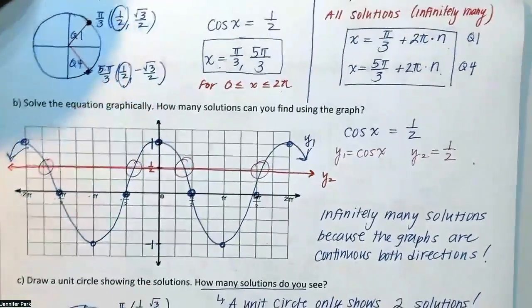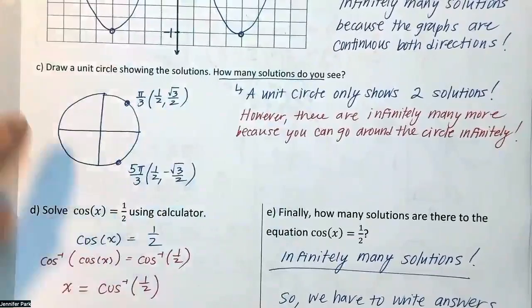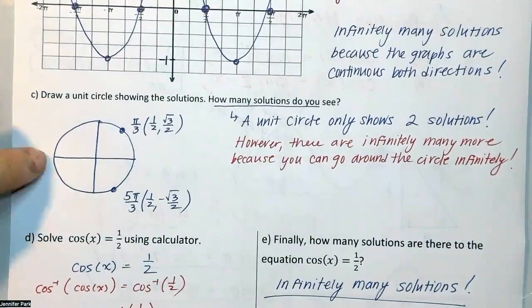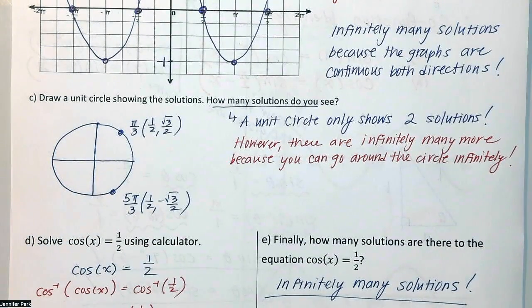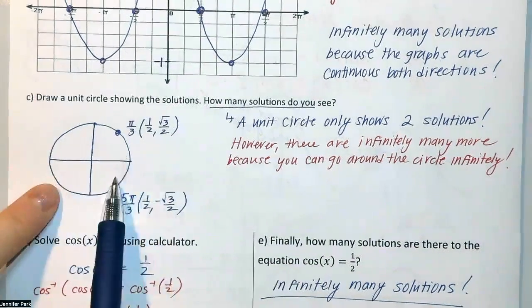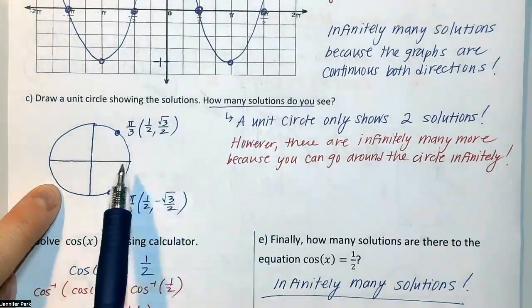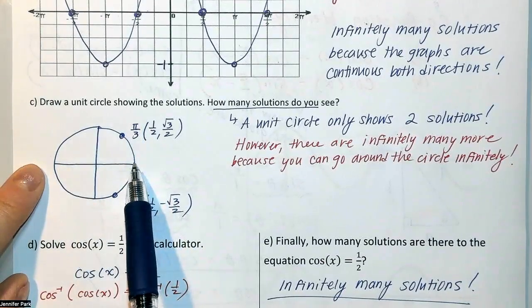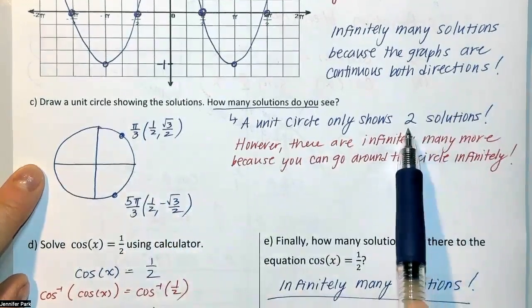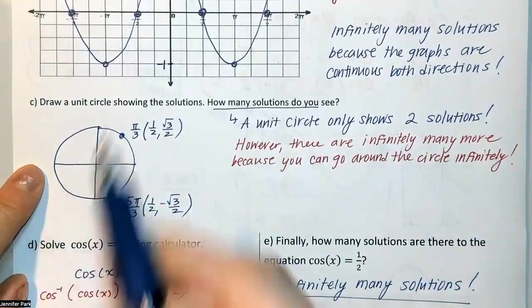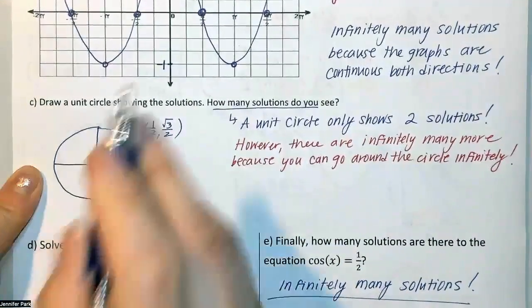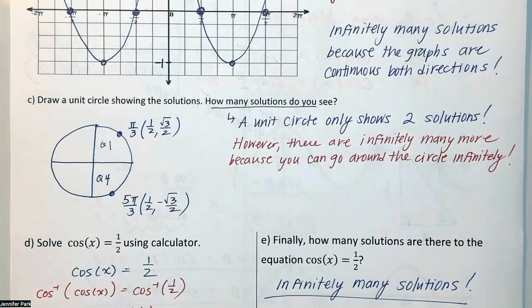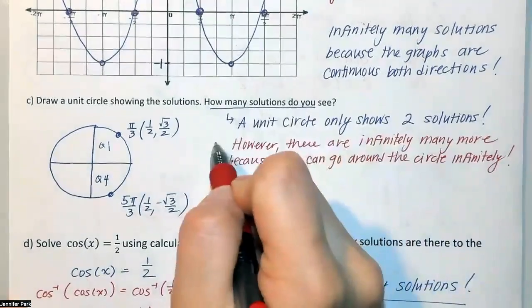Okay, so if you think about it in a unit circle, here's the issue. Thinking about it in a unit circle, we're limited. How many solutions do we see on one unit circle? On one unit circle between 0 to 2 pi, we only see two answers. One answer in quadrant 1 and another answer in quadrant 4, right? Now, this is what you have to keep in mind.